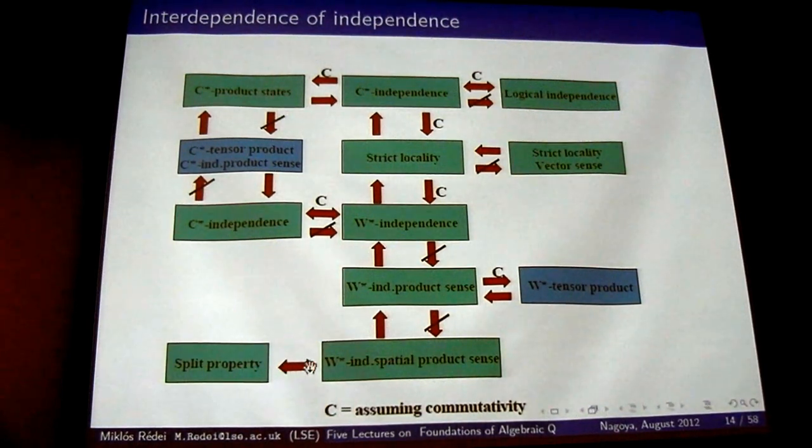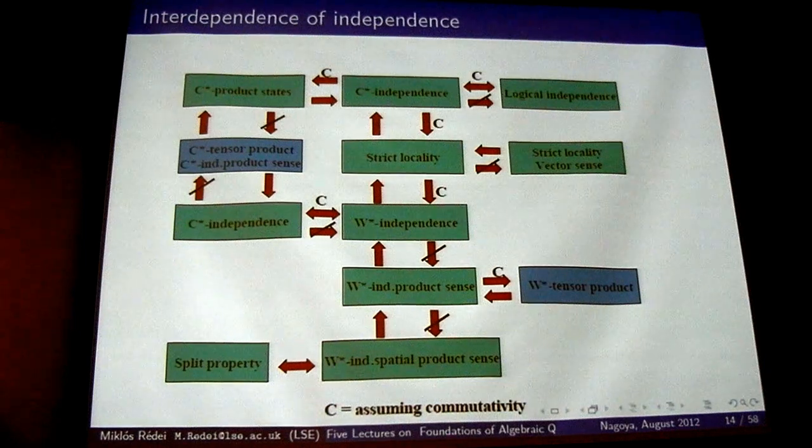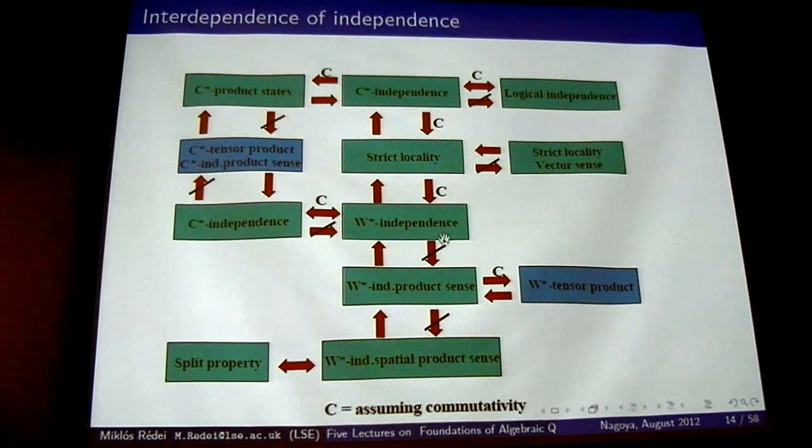The split property is equivalent logically to W-star independence in the spatial product sense, and these are the strongest independence notions that entail W-star independence in the product sense. Which is equivalent with the W-star tensor product structure if you assume commutativity. That is to say, if W-star independence in the product sense holds and the two algebras are assumed to be commuting, then this is equivalent to saying that the two algebras generate the algebra which is isomorphic to the tensor product. And this entails W-star independence. But W-star independence does not entail W-star independence in the product sense. So this is strictly stronger than W-star independence.